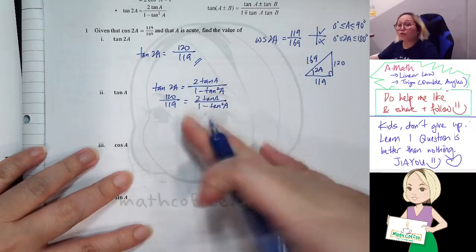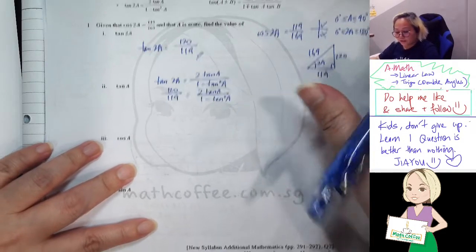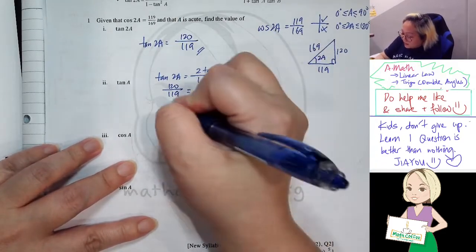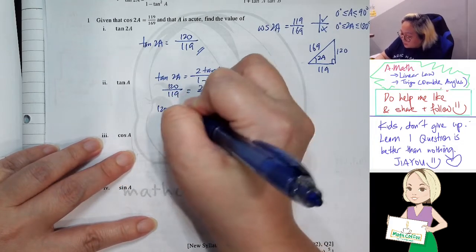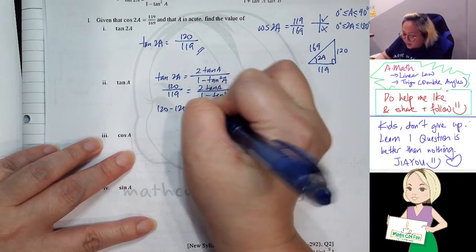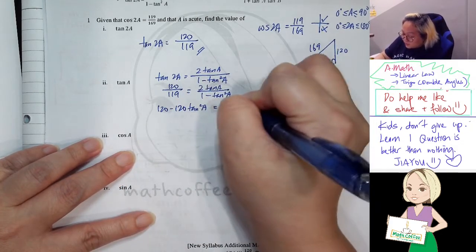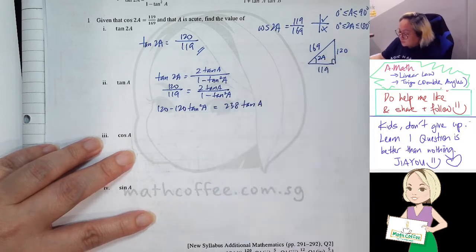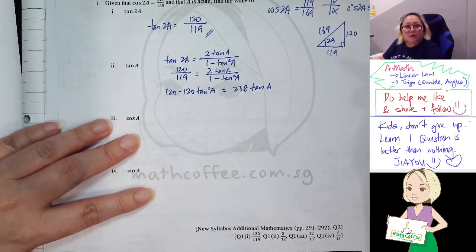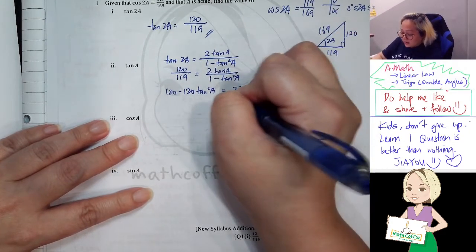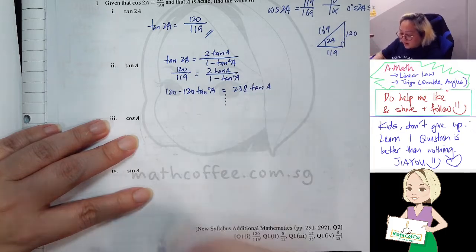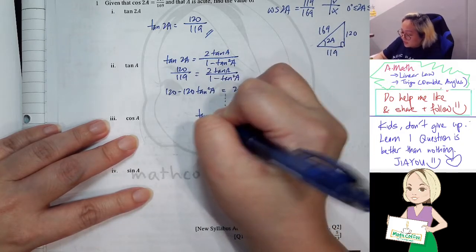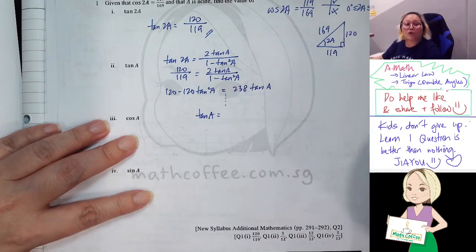Then all you need to do is cross multiply and solve it. So cross multiply, I will get 120 minus 120 tangent square A equals to 238 tangent A. Okay, I'm not going to do the in-between step because it's just solving quadratic equation. Then after that, I'm going to use the quadratic formula for tangent A.